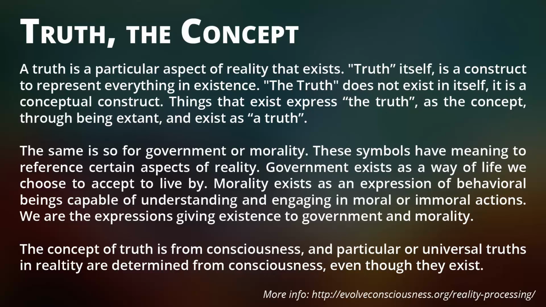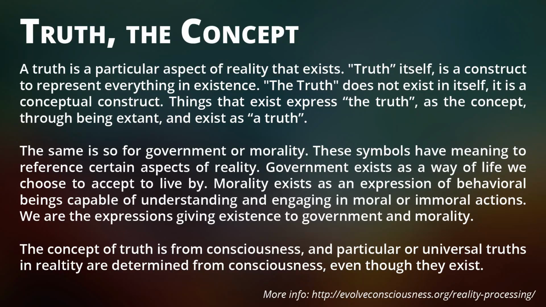Things that exist express the truth as the concept through being extant and exist as a truth. So something that expresses the truth as a concept, through being extant itself, that thing exists as a truth because it is part of the truth of the totality of reality and existence and everything. So since that thing is an extant in existence, it's a truth of the truth. This is how our conceptual construct and symbolism reflects reality.